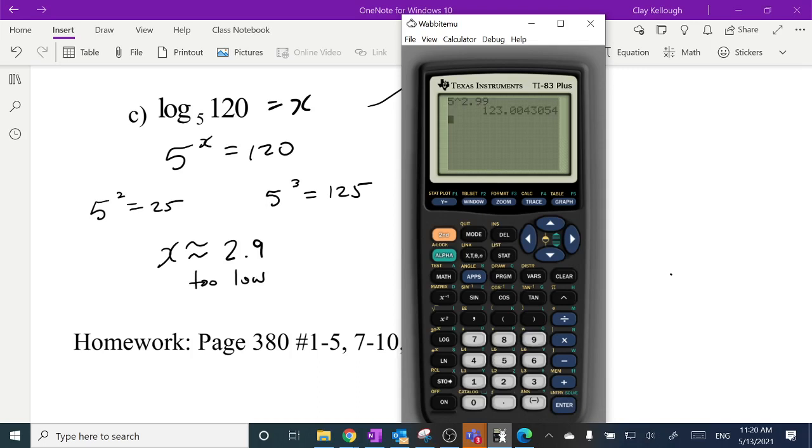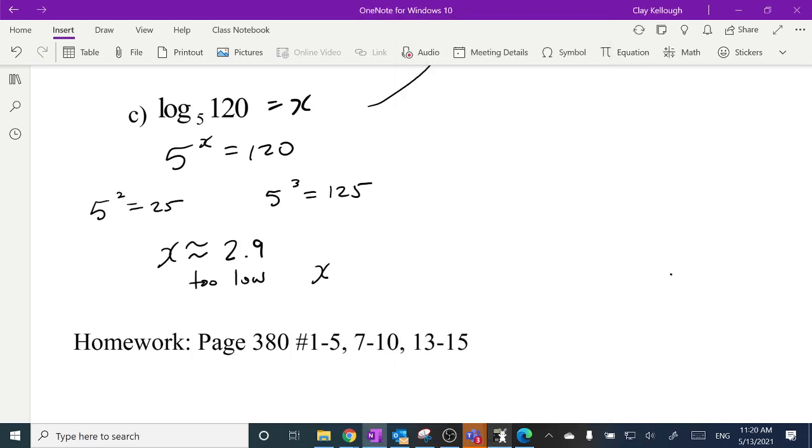That's still too low. So how about... Oh, no, that's too much, right? I'm sorry, I forgot again. That's too high now. So how about 5 to the power of 2.98? That's too far. So I'm going to say my final guess is 2.97. There we go. But I kind of cheated. I needed my calculator to help me a little.